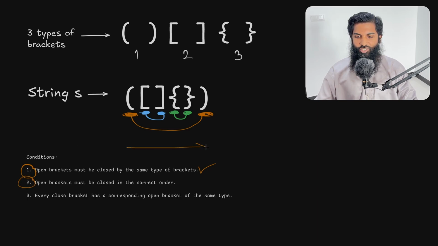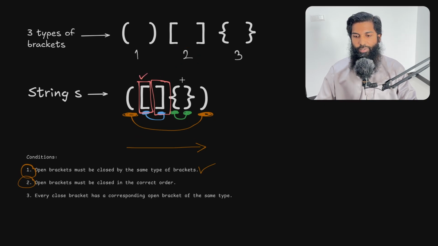As we traverse the string in natural order, this is the first close bracket that we encounter. And the most recent open bracket that we encountered while traversing this string in natural order is this open bracket over here. The two of them are of the same type, and therefore we can conclude that this open bracket is closed in the correct order.